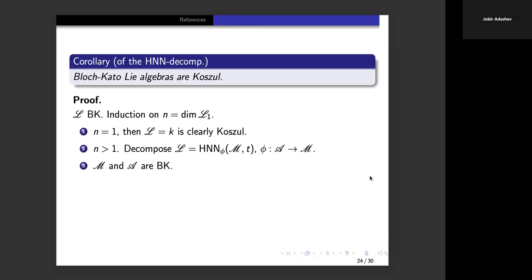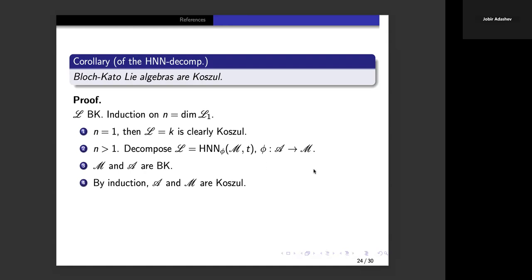Now, A and M are by construction standard subalgebras of L. And so in particular, all the standard subalgebras of them are quadratic. And in particular, M and A are block-Cato. And so by induction, A and M are both causal.